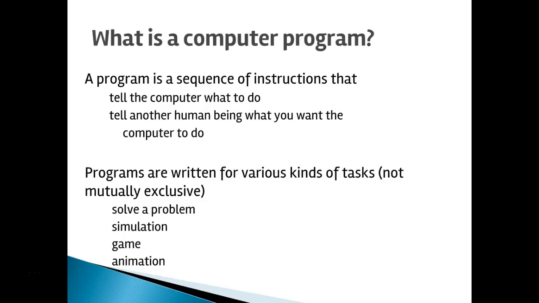Okay, so we want to remember that programs can be written for a couple different kinds of tasks, and that these tasks aren't necessarily mutually exclusive. We want to refresh our minds: what does it mean for something to be mutually exclusive? When we're looking at the kinds of things that we write programs for, solving a problem, creating simulations, creating games, maybe doing some animation, we might have multiple reasons why we're writing a program. It doesn't have to be just one of the options available. It might be a simulation that also solves a problem.